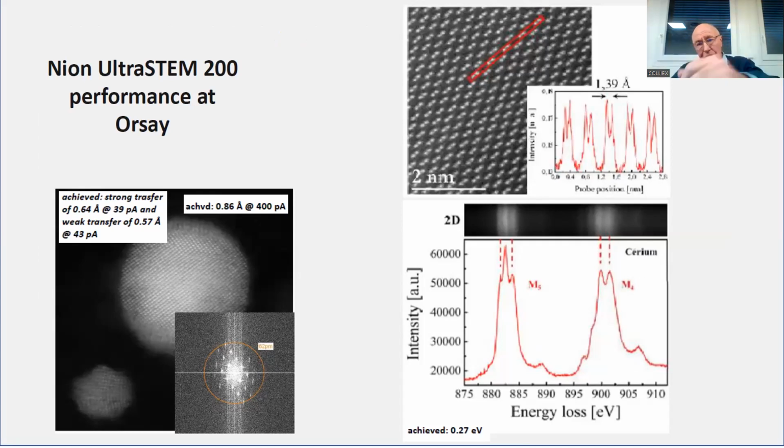I have also shown these two. For instance, the annular dark field, where the two white points correspond to two atomic columns separated by 1.4 angstrom. This is a scan. And in the energy loss, this is the detailed profile of the two energy loss lines, M4 and M5, in cerium. And you see there we also achieved 0.27 eV resolution. So we had progress.